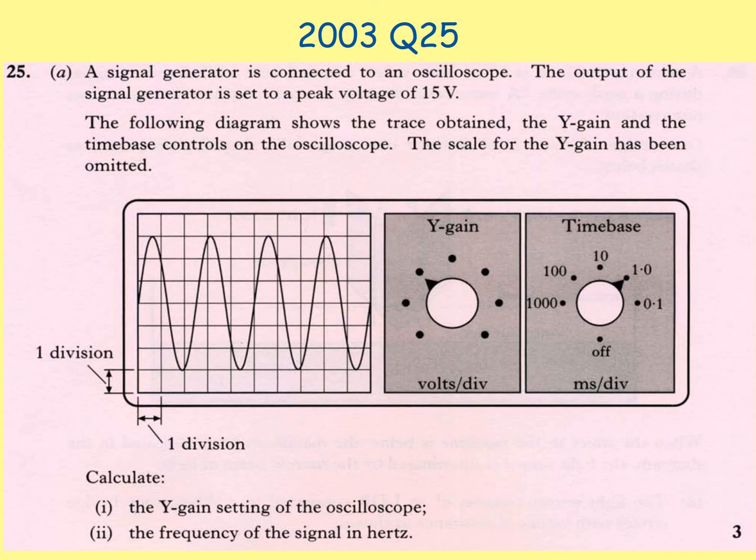A signal generator is connected to an oscilloscope. The output of the signal generator is set to a peak voltage of 15 volts. The following diagram shows the trace obtained, the Y gain, and the time base controls on the oscilloscope. The scale for the Y gain has been omitted. 1. Calculate the Y gain setting of the oscilloscope. 2. Calculate the frequency of the signal in Hertz.